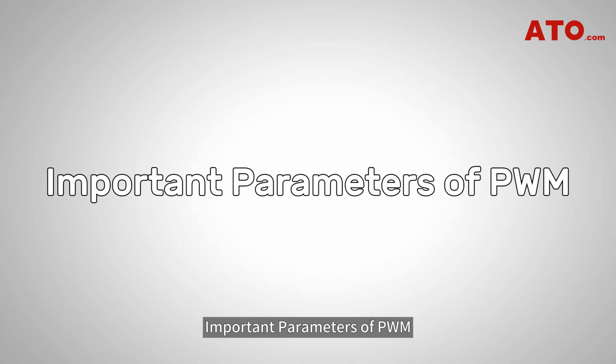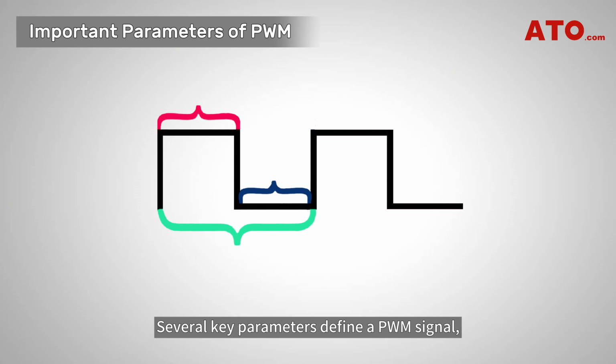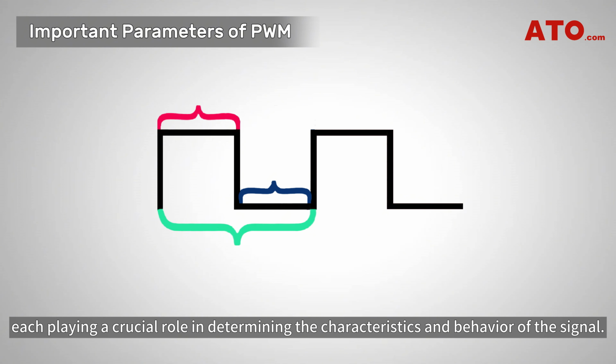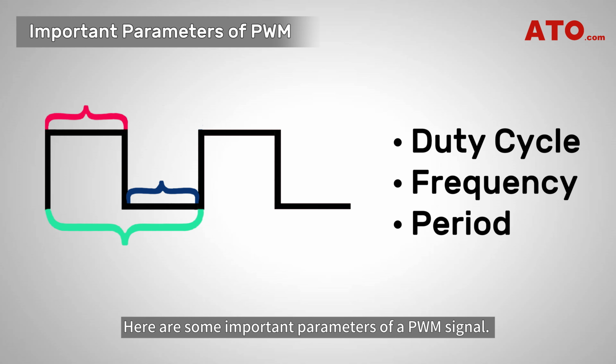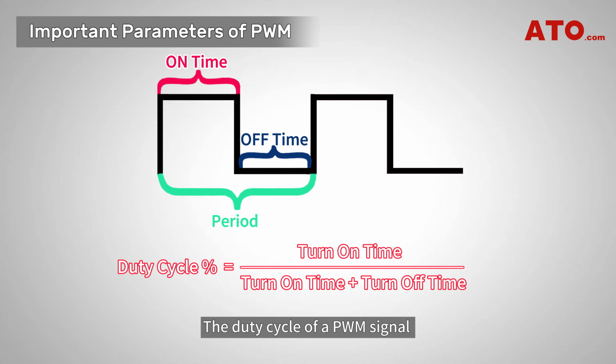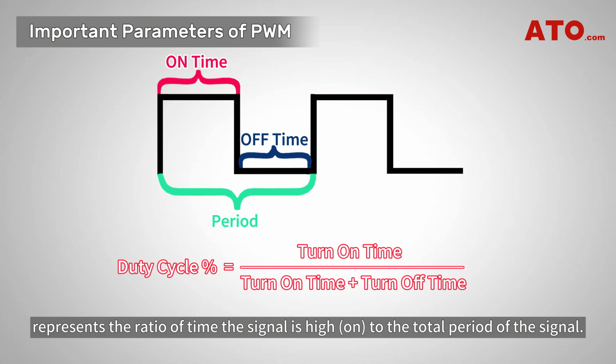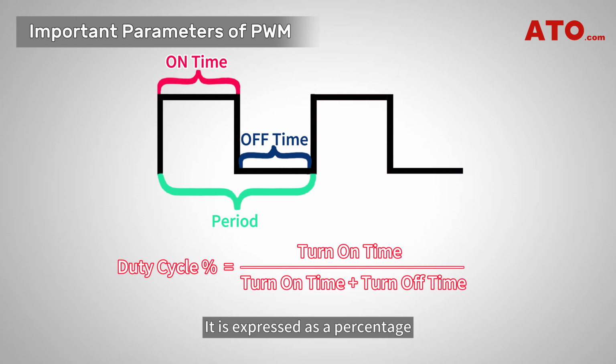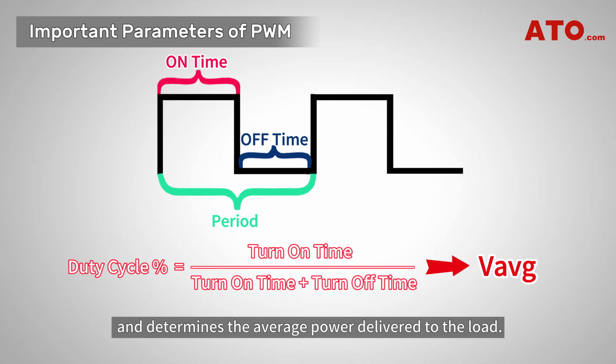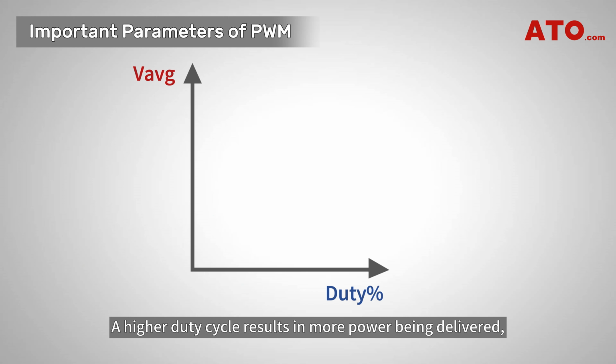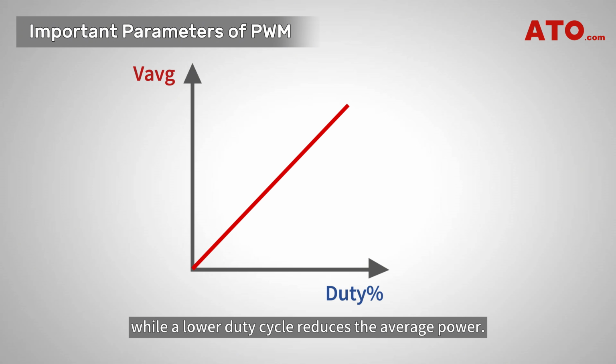Important parameters of PWM. Several key parameters define a PWM signal, each playing a crucial role in determining the characteristics and behavior of the signal. Here are some important parameters of a PWM signal. The duty cycle of a PWM signal represents the ratio of time the signal is high to the total period of the signal. It is expressed as a percentage and determines the average power delivered to the load. A higher duty cycle results in more power being delivered, while a lower duty cycle reduces the average power.